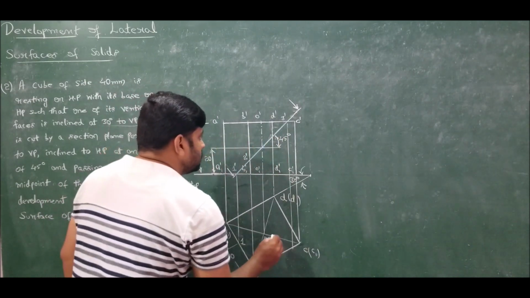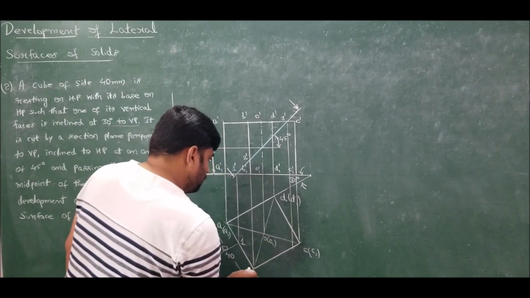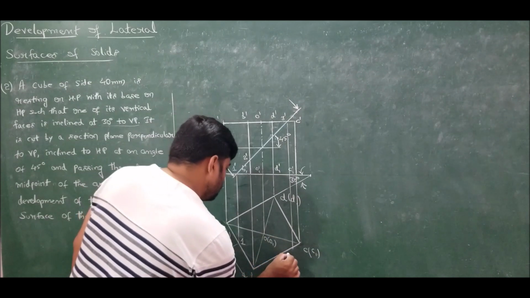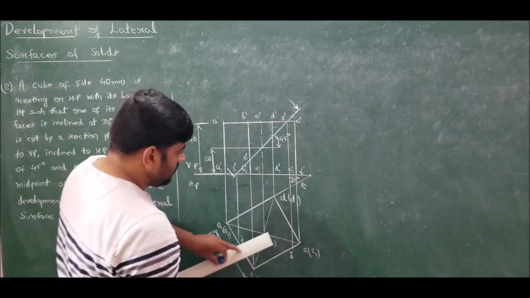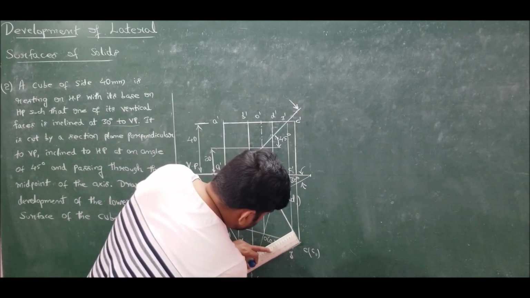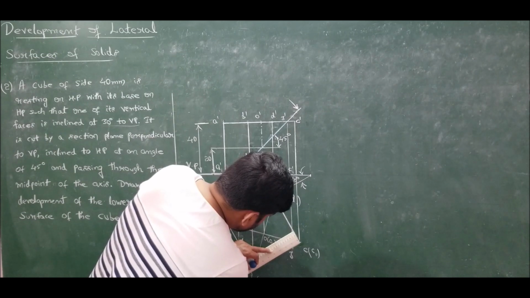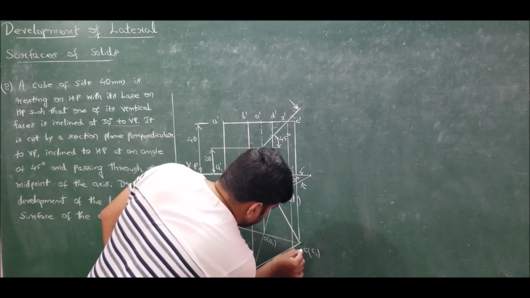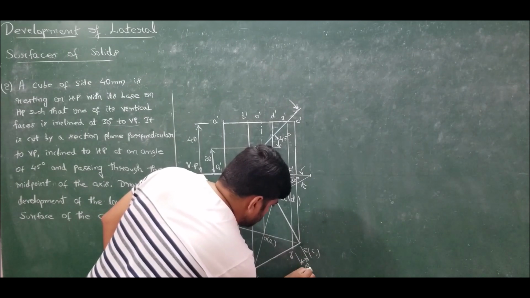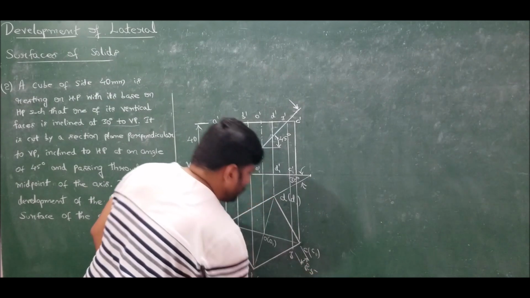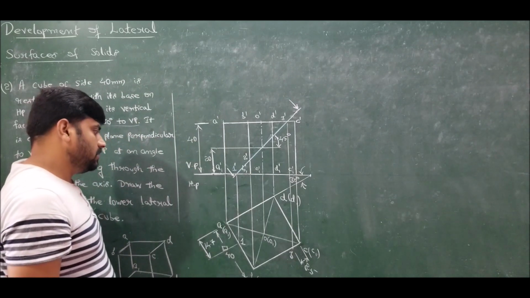Done. And this will become B to C. So this will become 0.3. So if I measure, I will get this length as 8.5 mm. Done.